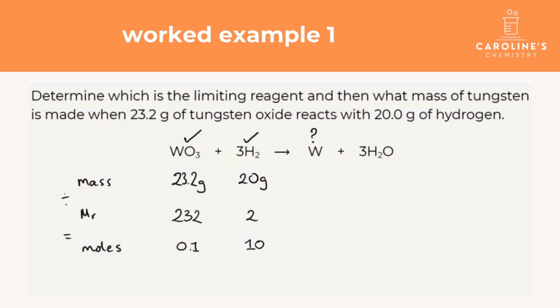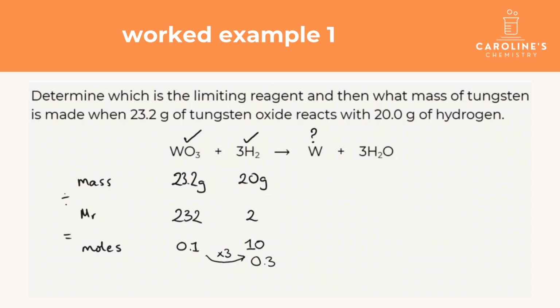Now we have our two amounts of moles. We're going to use the same skill as we were practicing before. So we're going to look at the ratio here, the big numbers in front of the tungsten oxide and hydrogen. These are reacting in a 1:3 ratio. So if I take the 0.1 and times it by 3, then I get 0.3 moles.